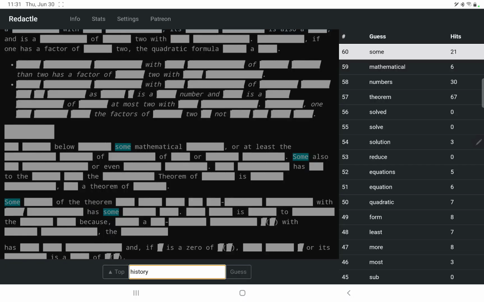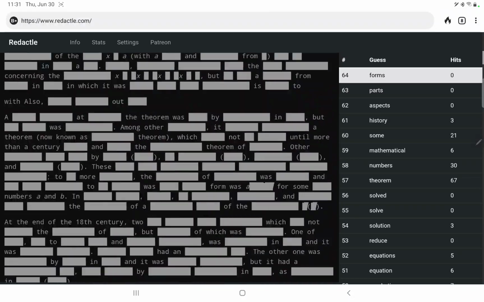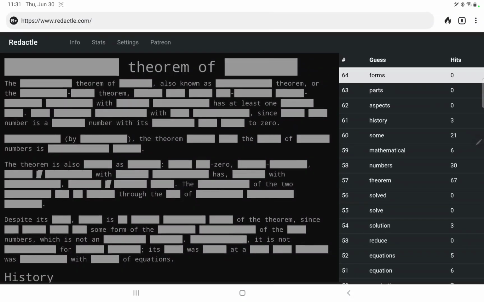Let's try history for this section. No, there are 3 histories. Some aspects of the theorem. Parts. Forms. Now we hit some zeros there. Let's go back up to the top. So the something theorem of, is this final word somebody's name?